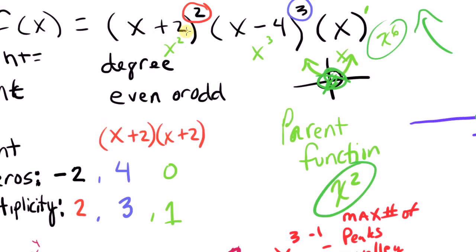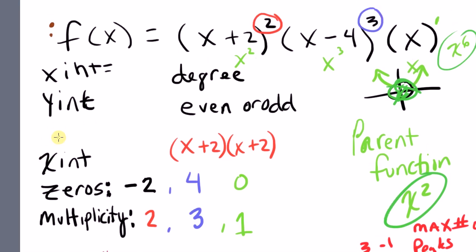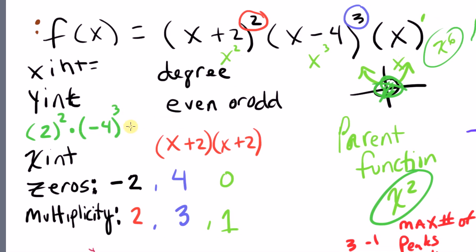So we're going to have 2 times -4. Actually, I'm sorry. I'm going to write it out. This is going to be 2 squared times -4 cubed times 0. So it becomes very easy, right? 0.